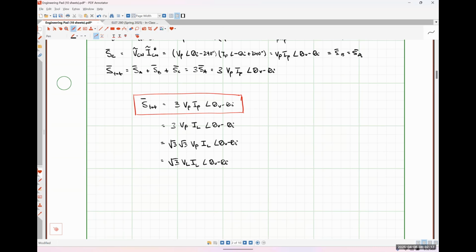Where, just to be clear, this theta V minus theta I, let me take this out a step further. So this is going to be 3 VP IL with an angle of theta Y, where theta Y is just the angle of the impedance, the Y connected impedance, right? And so I want to be clear that that's the same exact angle that we're using down here. So 3 VP IL angle theta Y.